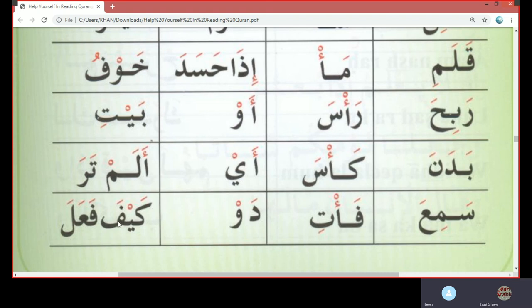Kitfa. This is kaf. Well, it kaf fatha, ya sukun, kai. Then kai. Fa fatha fa. Again, we have fa fatha fa. So, kif fatha. Kaifa. Kila. Fa fatha fa. Ain fatha a. Lam fatha la. Fa ala. Kaifa fa ala.